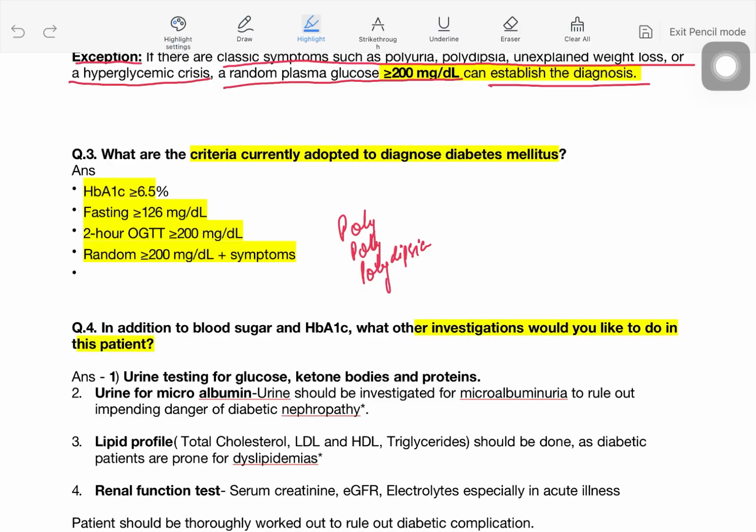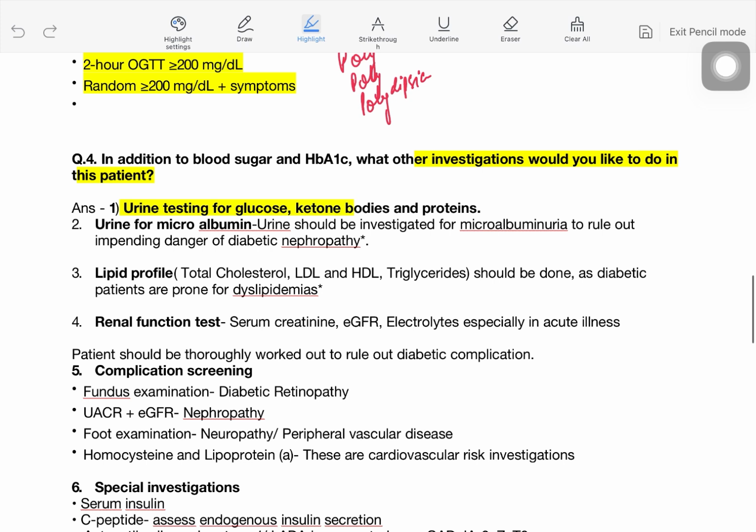So the answer is urine test for glucose, ketones and proteins. We will check urine to look for extra glucose or tiny amounts of protein, that is microalbumin. Protein in the urine is an early warning sign that diabetes is starting to damage the kidneys, that is nephropathy. Next we will look at the lipid profile, that is total cholesterol, LDL the bad cholesterol, HDL the good cholesterol and triglycerides. Diabetic patients are at high risk for dyslipidemias and this will clog the arteries and lead to heart attack.